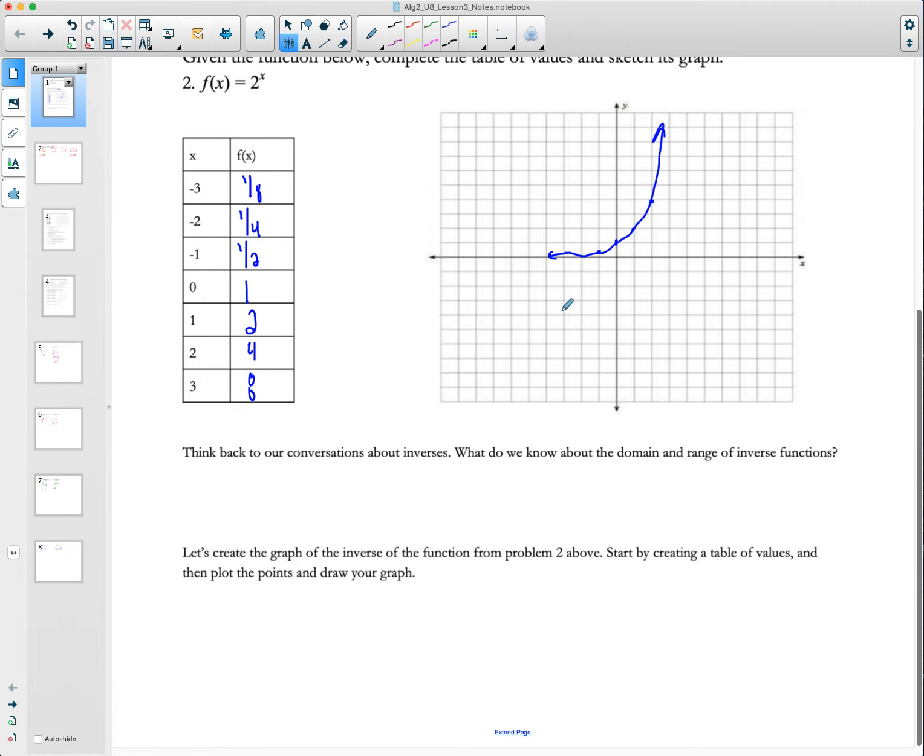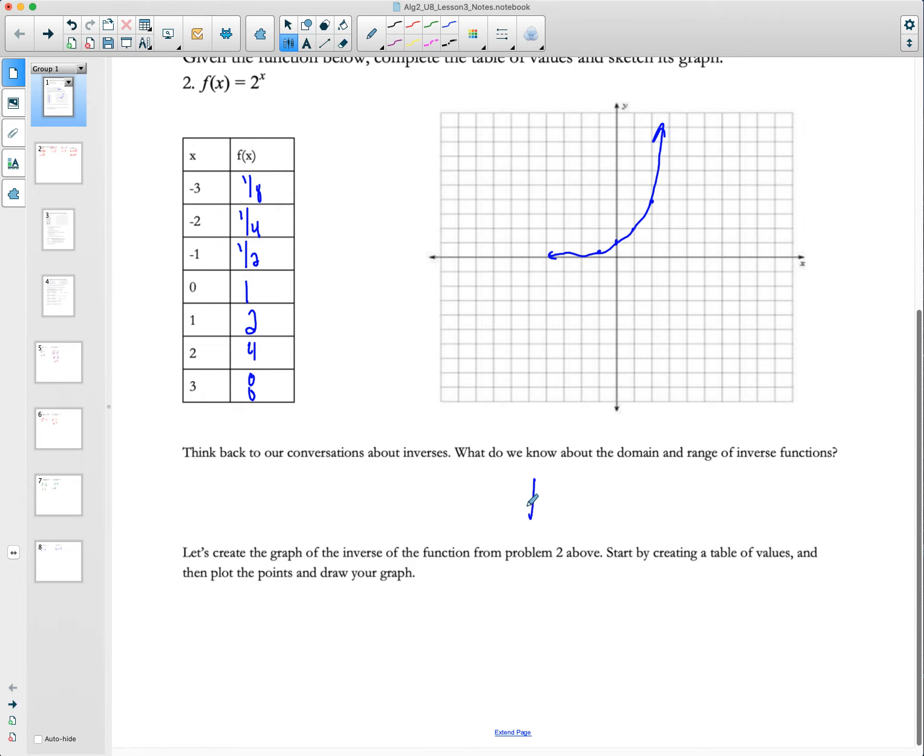Okay. So now, that's our exponential function, right? So now let's think about what we talked about way back when we talked a little bit about our different types of functions. We've talked about inverses. And what do we know that happens with the domain and range of inverse functions? So if you need to, pause the video, think about that a little bit, all right? But it's really, really important that you understand this moving forward. Okay, so what do we know about domain and ranges when we do inverse functions?